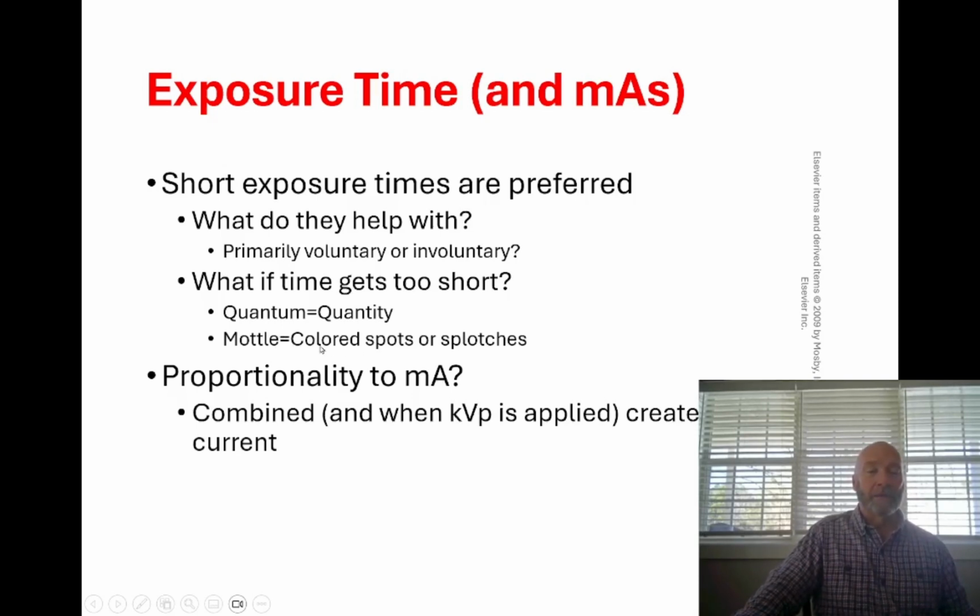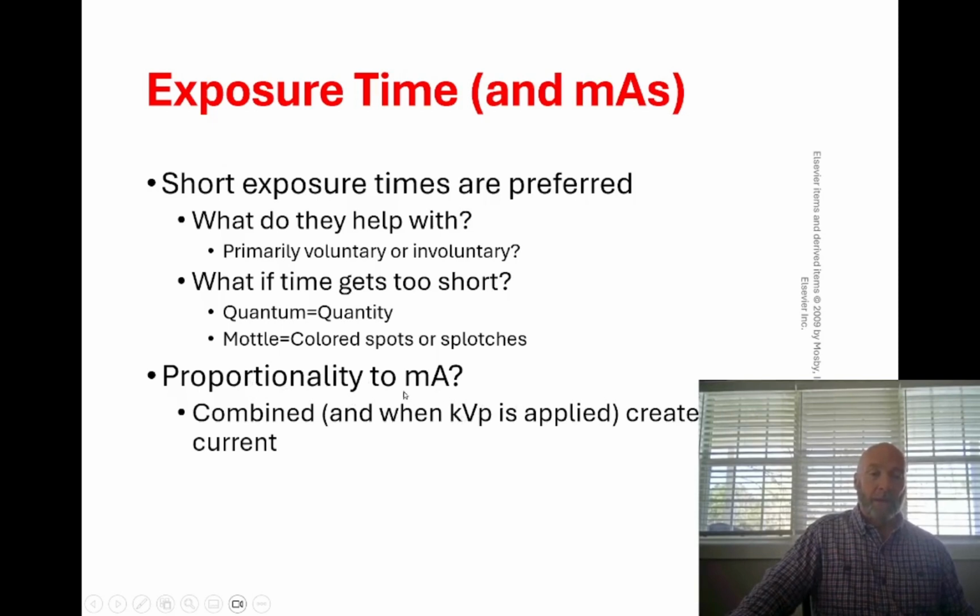So quantum mottle is just a mottled appearance. It's a noisy appearance, kind of like static in a radio signal. It's where you don't get enough signal to the image receptor, and it results in a mottled or speckly appearance on your image, and that is quantum mottle. So quantity, quantum, mottle, speckly looking appearance. Quantum mottle is a speckly looking appearance because not enough signal gets into the image receptor.